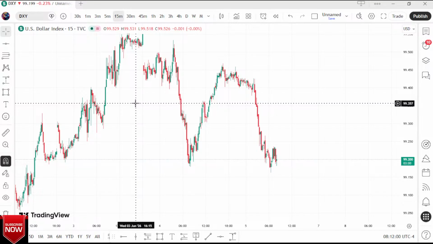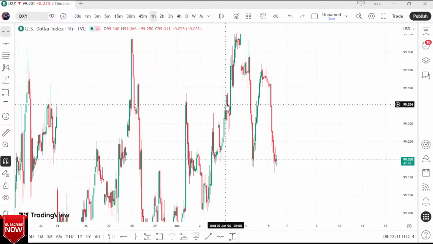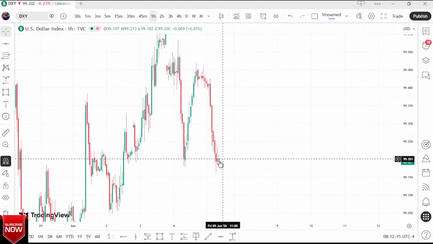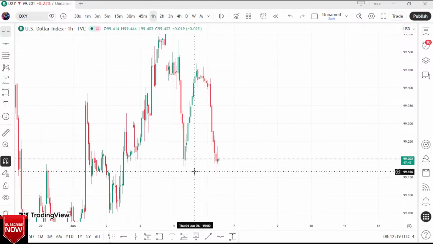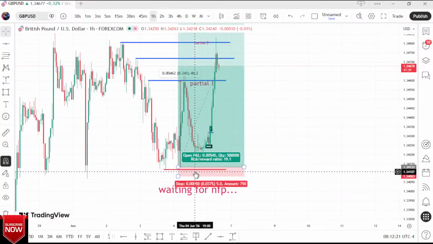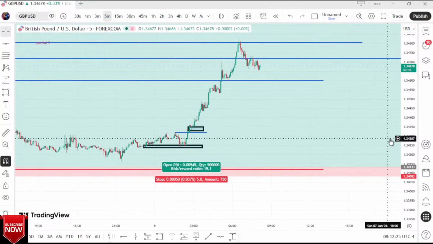We're going to wait with the DXY. I'm expecting lower prices, but if we see something that signifies a reversal, we will not assume that. And I'm also going to be dropping down to the lower time frame and telling you if we are wrong.